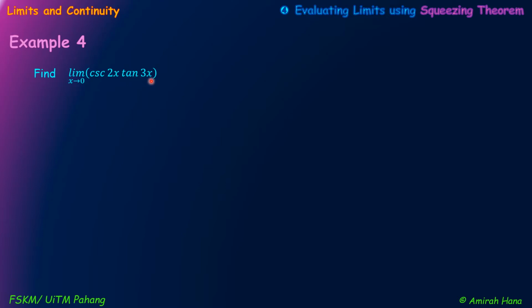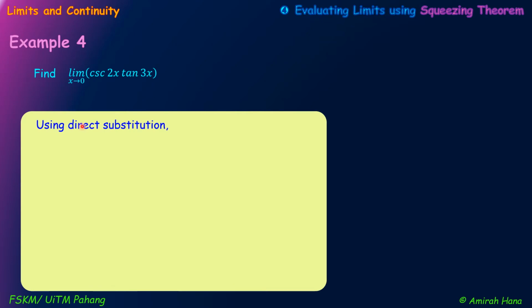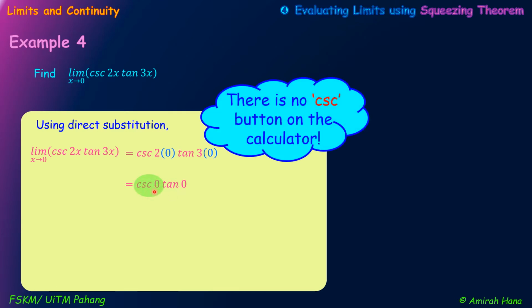Alright, let's say we use direct substitution. Using direct substitution from the given question, we just plug 0 into variable x. After we use direct substitution, there is no more limit expression. Then we can write equals to cosec 2 times 0 tangent 3 times 0. Then we have cosec 0 tangent 0. From cosec 0 here, there is no cosec button on the calculator. So what should we do?